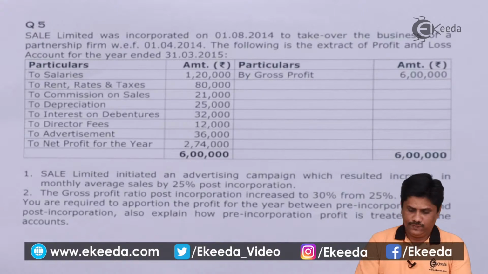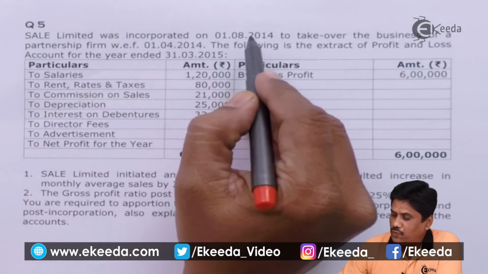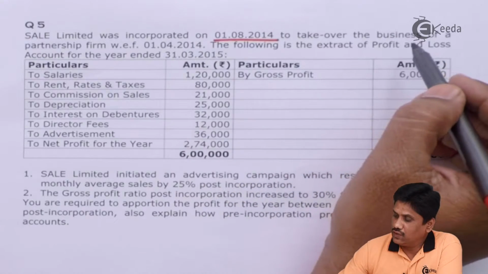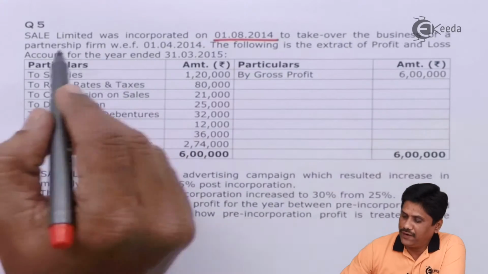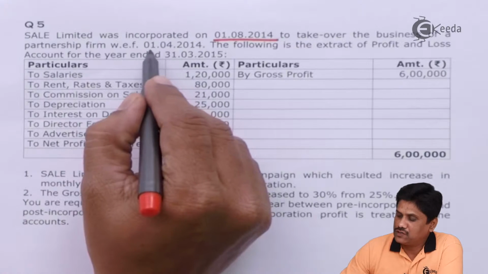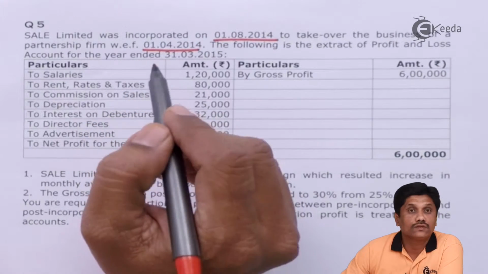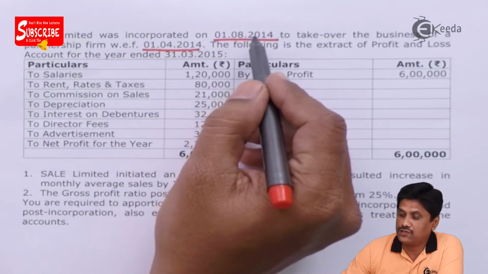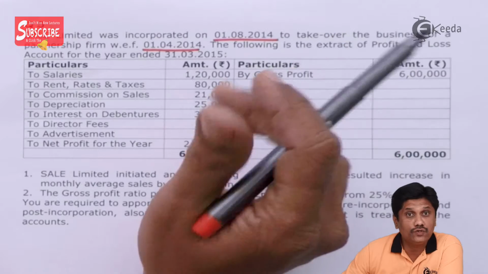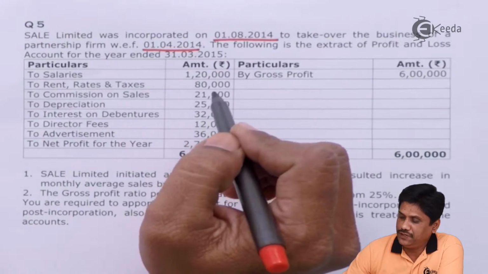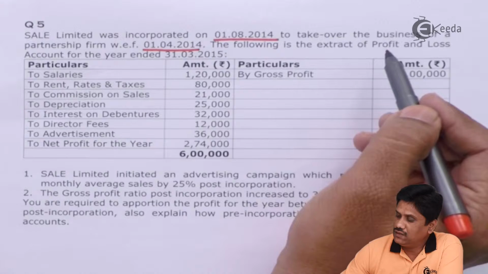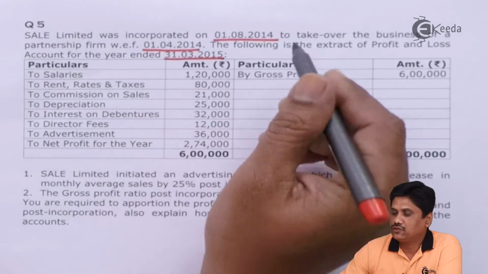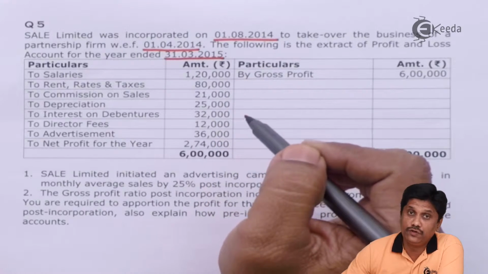Let's read the question. SAIL Limited was incorporated on 1st of August 2014 to take over the business of a partnership with effect from 1st of April 2014. So from 1st April 14 to 1st August, April, May, June, July, 4 months will be a pre-incorporation period. The following is the extract of profit and loss account for the year ended on 31st of March 15. So these three dates will help you find your time ratio.